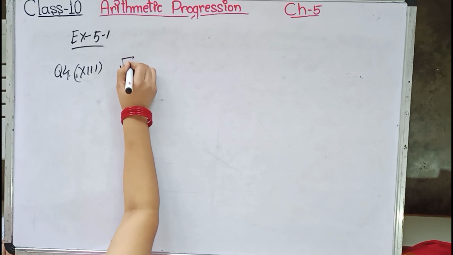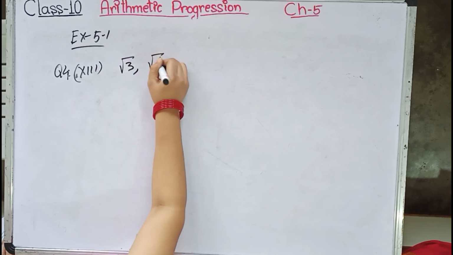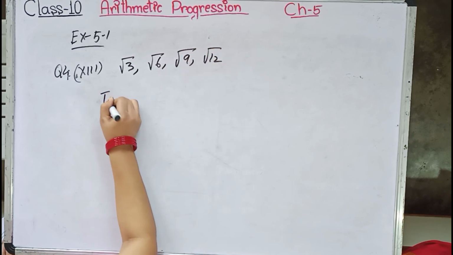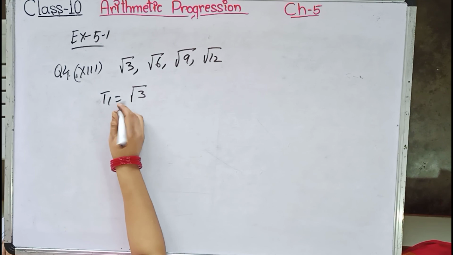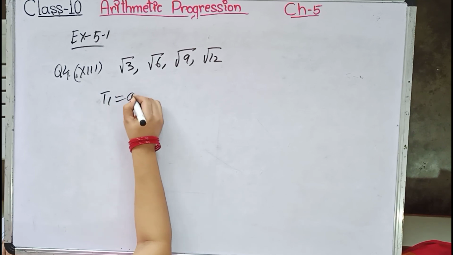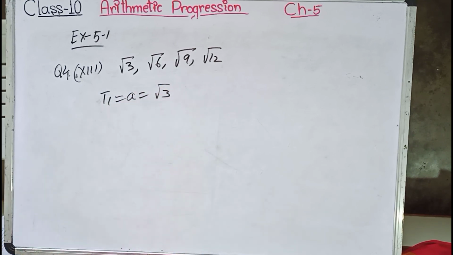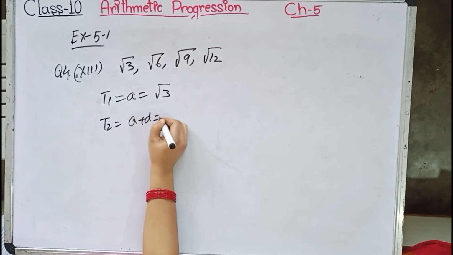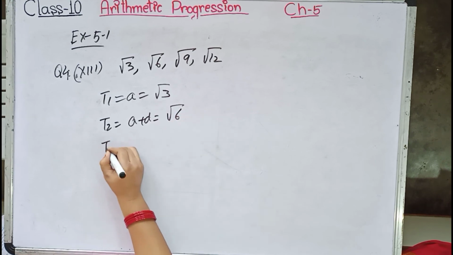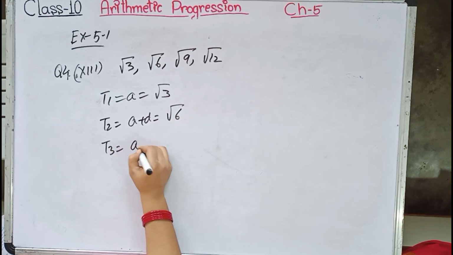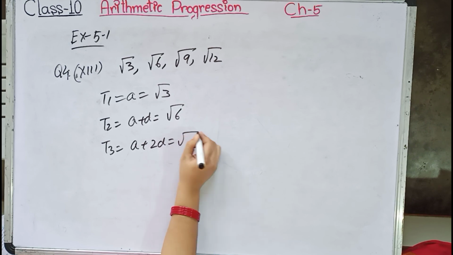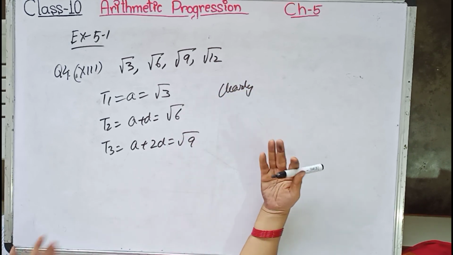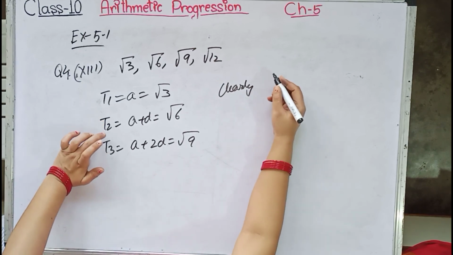The question is, the series numbers are root 3, root 6, root 9, root 12. Now T1 equals A equals root 3. T2 equals A plus D equals root 6. T3 equals A plus 2D equals root 9. No need to write the last one because it's quite clear that it is not an AP.